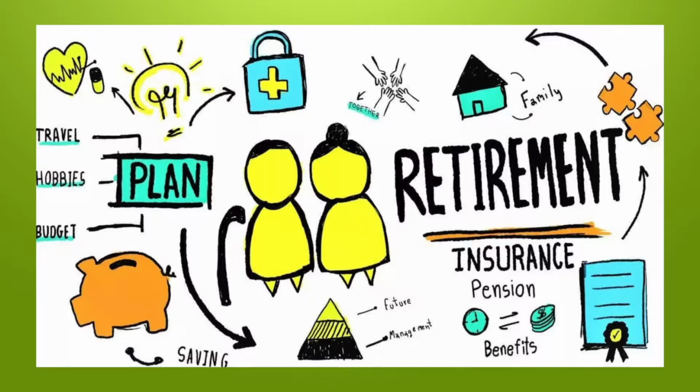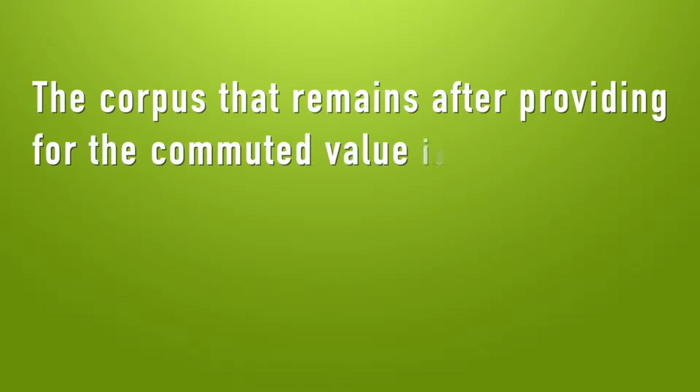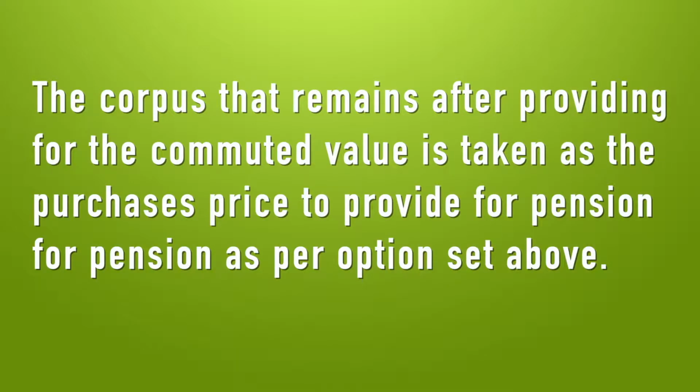What are the benefits on retirement? On retirement of a member, the corpus is utilized to provide the benefits. Commuted value, that is equivalent to 1/3 of the corpus, which is tax free. The corpus that remains after providing for the commuted value is taken as the purchase price to provide for pensions as per the options set out as follows.